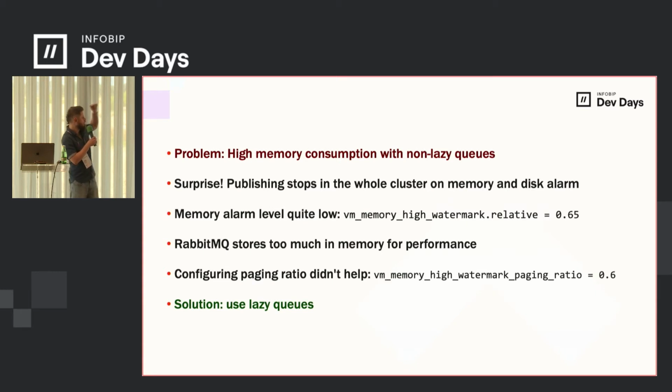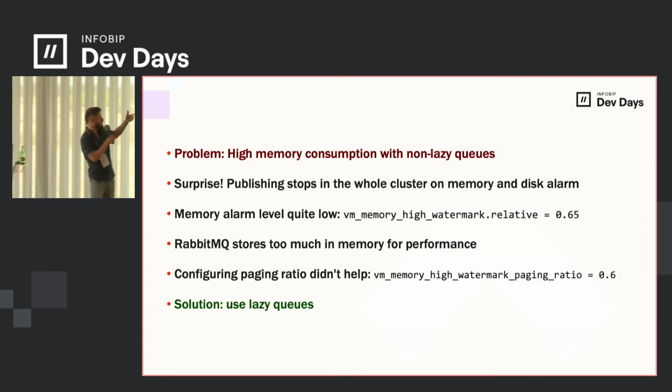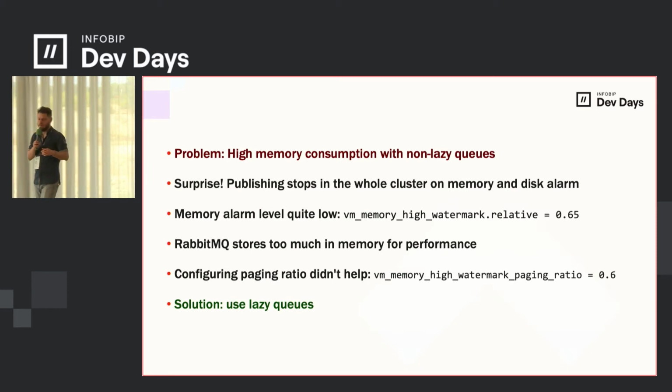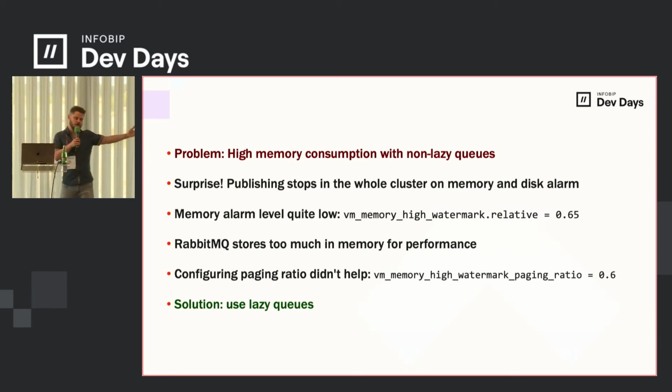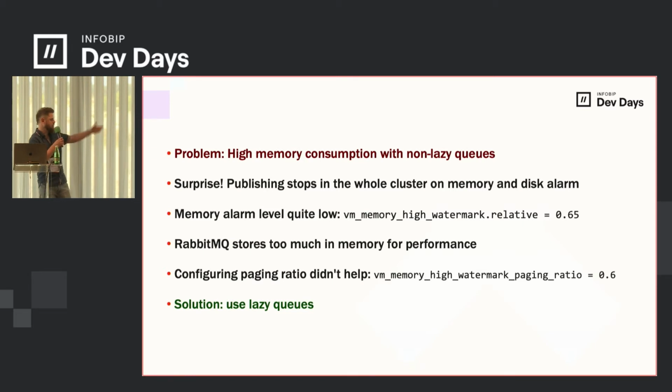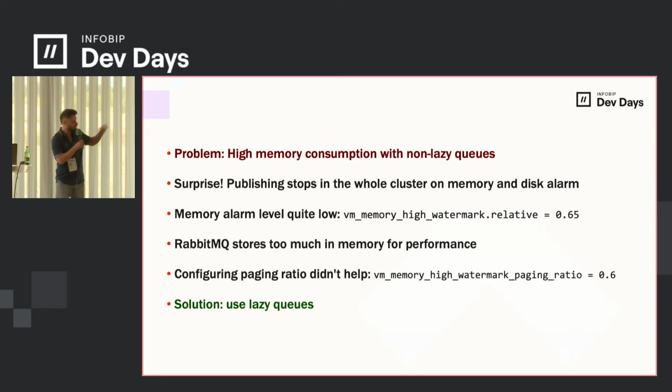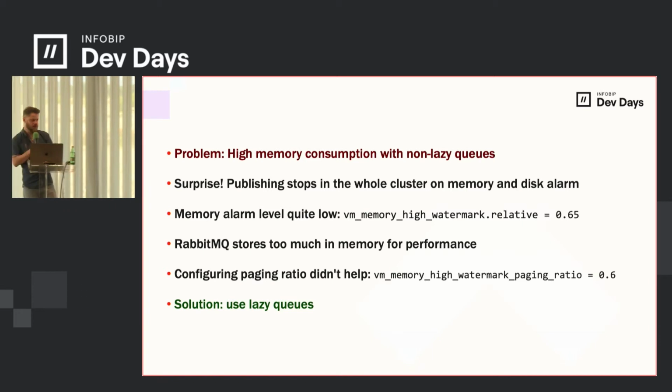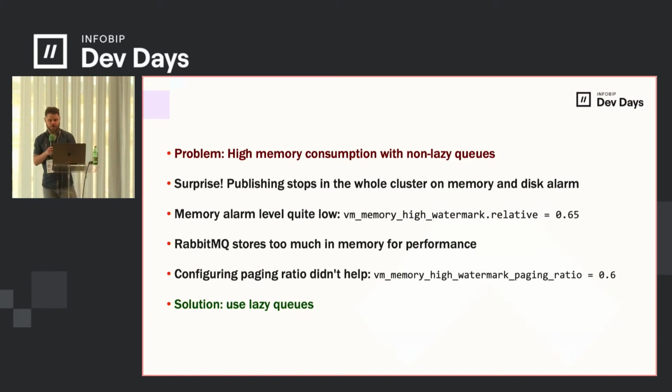Okay, first problem. As soon as we started stress testing, we saw very high memory consumption with not so much load, and eventually we realized that the default queue type is non-lazy, so just a normal queue, but it's not suitable for large queue sizes, like millions of messages. So the solution: use lazy queues, and those don't require much memory.